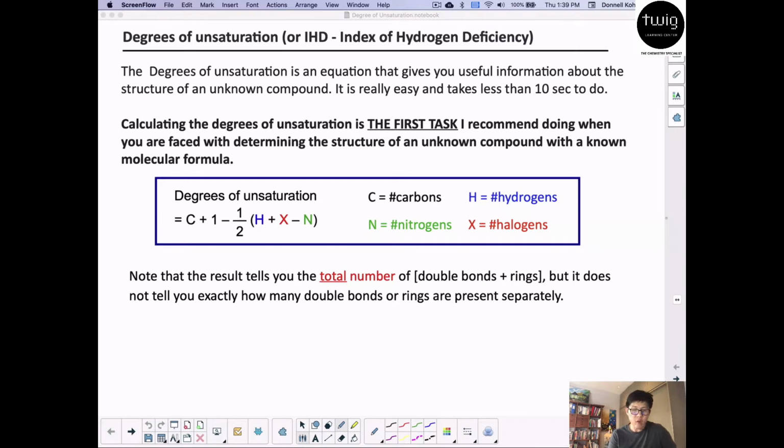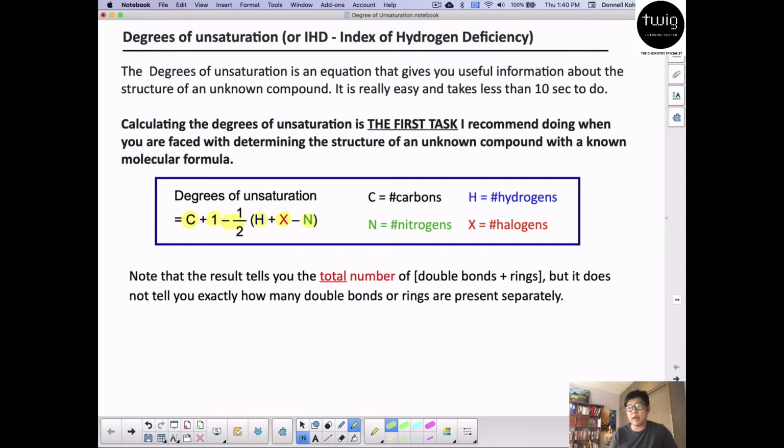I always ask students to calculate the degrees of unsaturation. It is the very first task that I would recommend doing when you're supposed to find out the structure of an unknown compound. So let's see what the formula is all about. The degrees of unsaturation works this way: the number of carbon, plus 1, minus half times the number of hydrogen, plus X, where X is a halogen, minus N, where N is a nitrogen. Once you plug all the numbers into this equation, you can calculate what they call the degree of unsaturation.